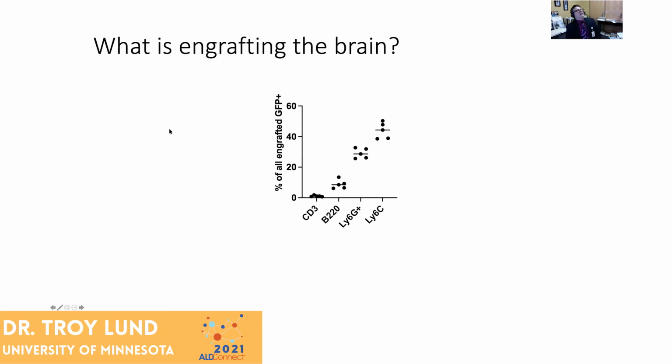Next, we have to ask ourselves, what is engrafting the brain? What kinds of cells? We can look at those GFP cells, and we can break them down into CD3 T cells, B220 B cells, granulocytes, and monocytes by these markers on the x-axis. It turns out not many of them are T cells. 10% are actually B cells. A good chunk, about a third, are granulocytes. And as previously demonstrated by many labs, a lot of them are monocytes. It does give you some idea about the distribution of what's getting in the brain. It is clearly not all microglia cells, as I'll show you in a second. But it is a variety of cell types that are entering the brain.